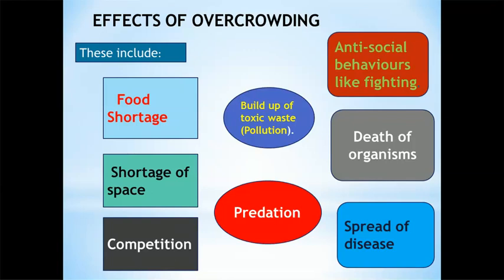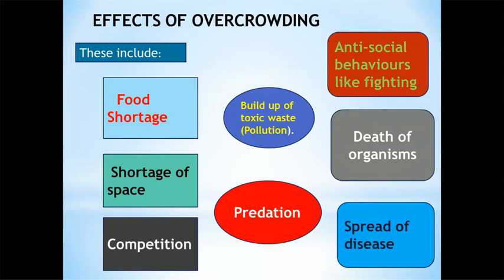Number 2 here is shortage of space. Yes, when we have more people, the space they occupy will not be able to contain them if the population continues to increase. Number 3, build-up of toxic waste. Because of the high population rate, it's going to build up toxins in the environment, and that simply means it's going to lead to pollution, and to spread of diseases because there is no space for them to move around, and so they are jam-packed together.